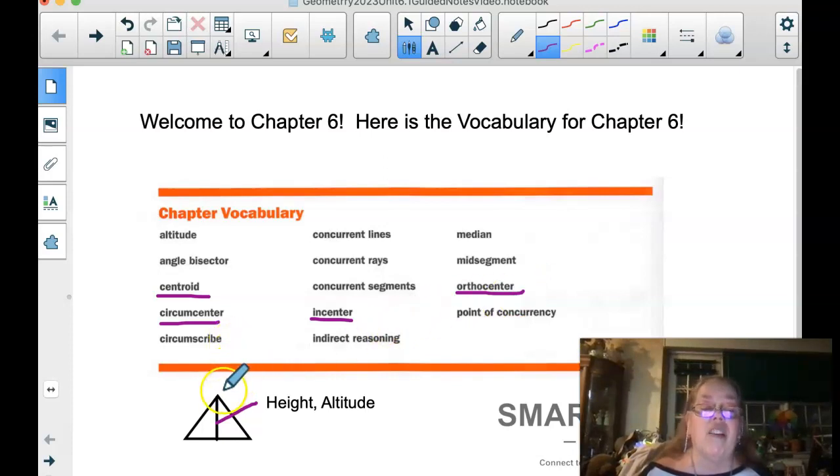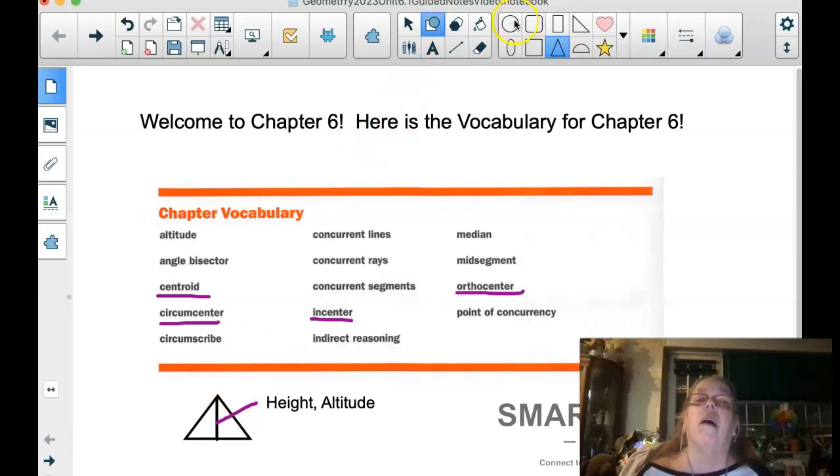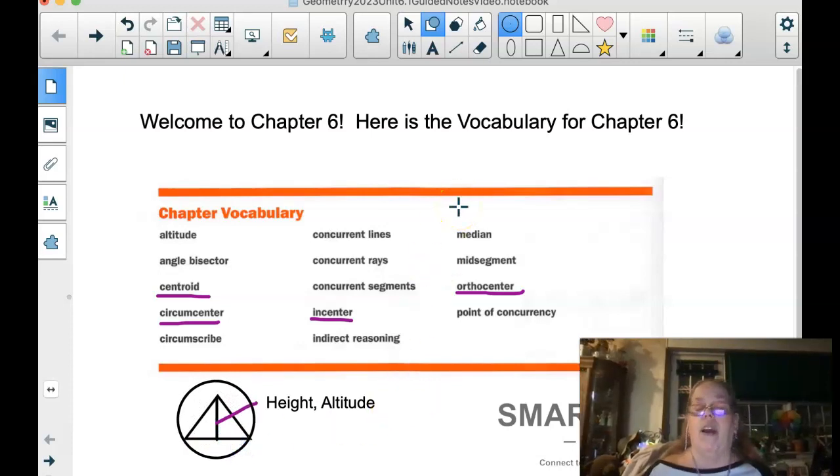Circumscribe is basically to draw a circle around. So, circumscribe, I'm going to attempt it, promise nothing. I'm going to circumscribe a circle around this triangle. Whee! I didn't really get it, but that's as close as I'm getting. So, circumscribe: draw a circle around.